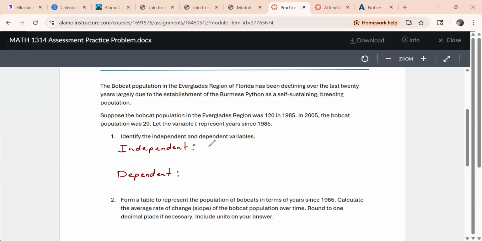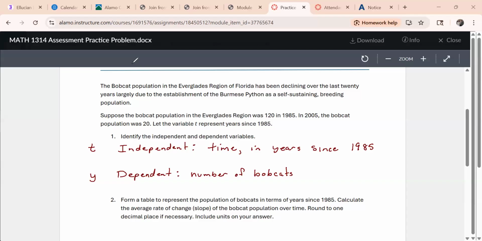So my independent variable would be time in years since 1985. The dependent is going to be the bobcat population, so the number of bobcats. This is going to be our t, and we'll just call this one y for us, because usually x and y, we'll have it t and y because we have time.